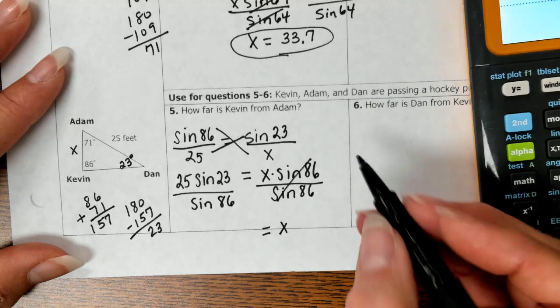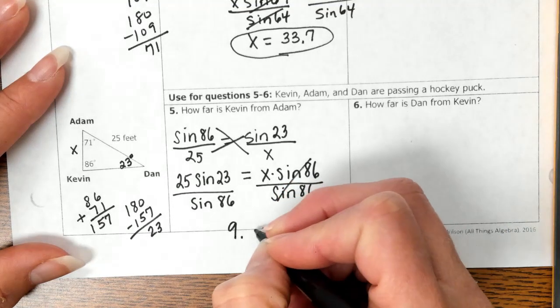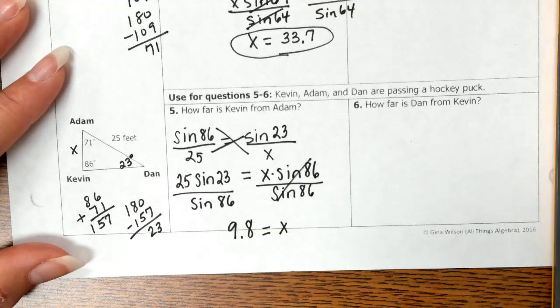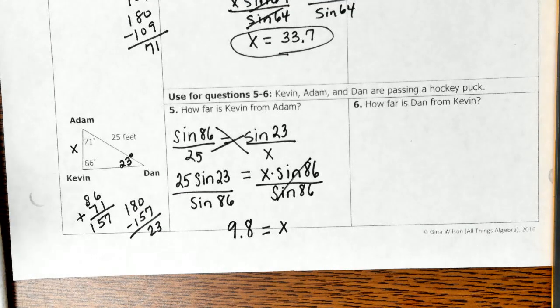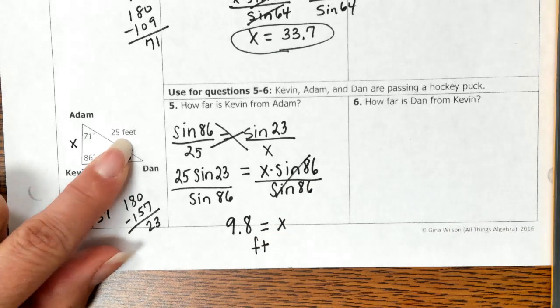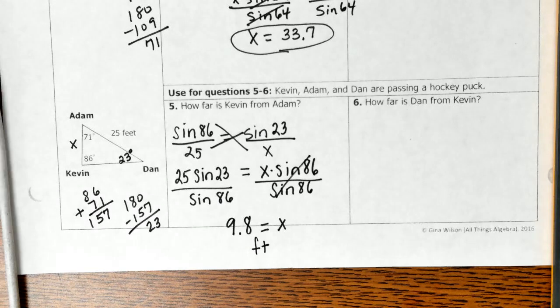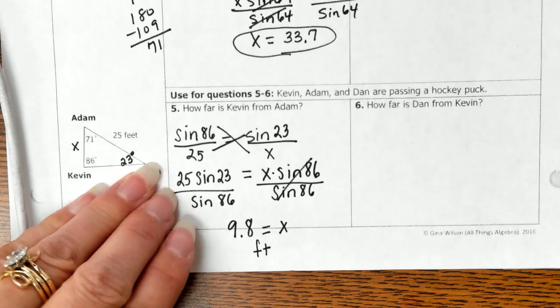So our answer, if we were rounding off, was approximately 9.8. And that is the answer to how far Kevin is from Adam. And it was in feet, so we might even add that this was 9.8 feet. They were apart.